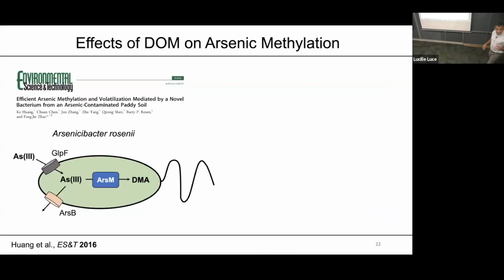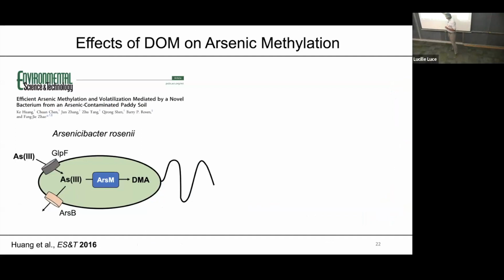Okay, so we wanted to take it one step further and also look at methylation. Everything I've talked about so far has really been about just uptake. How does arsenic get into cells? How quickly does it get into cells? Does this translate into effects on actually production of methylated arsenic?